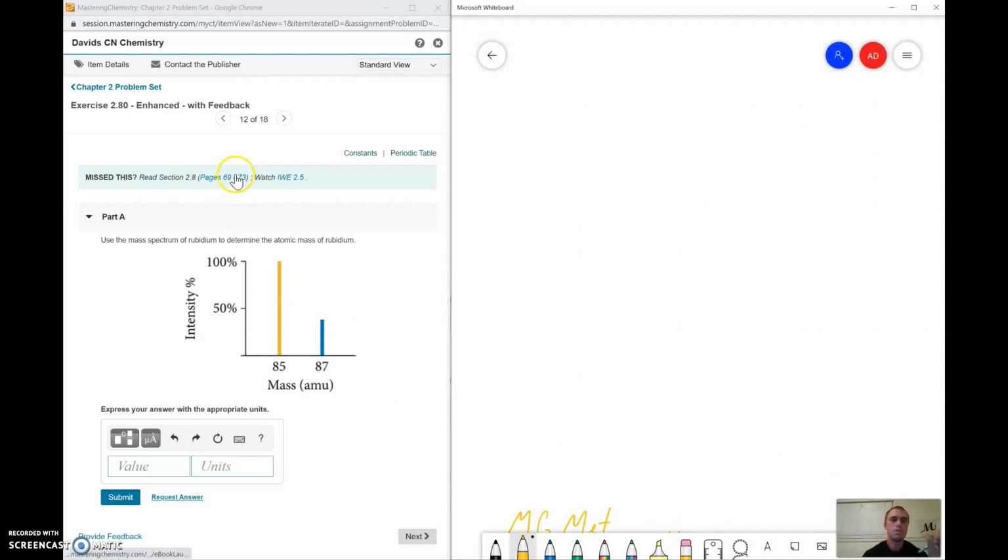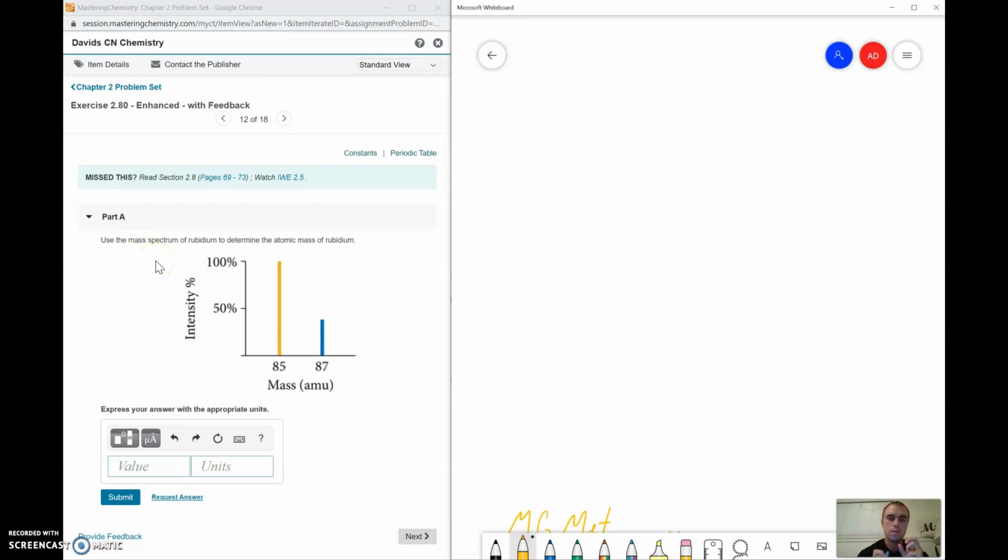And again, it tells you up here on number 12 that if you need some textbook help, these are your pages. Here's a link to a video you can watch to help you work through this question if you need extra explanation after I'm done. But what the question is telling us is to use the mass spectrum of rubidium to determine the atomic mass of rubidium. Basically, a sample of rubidium gets thrown into a mass spectrometer. You don't need to know what a mass spectrometer is.